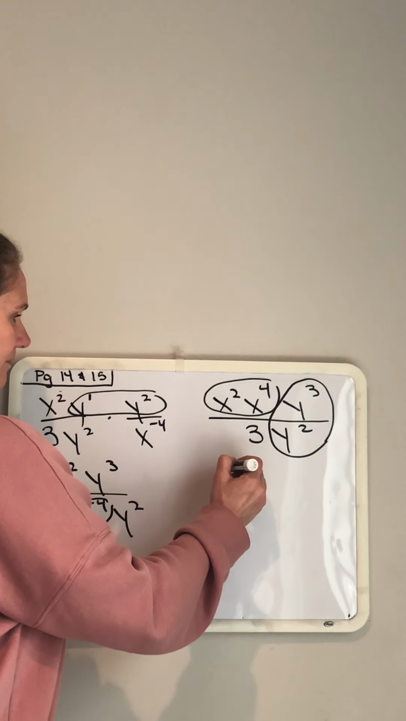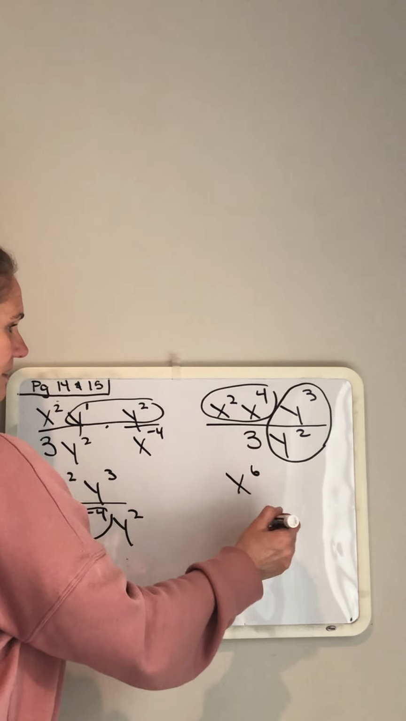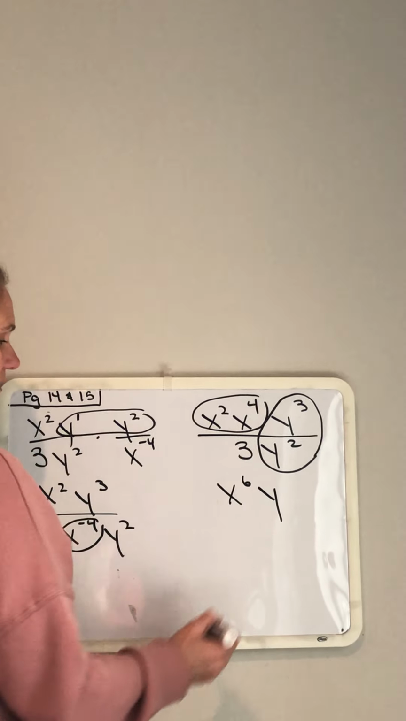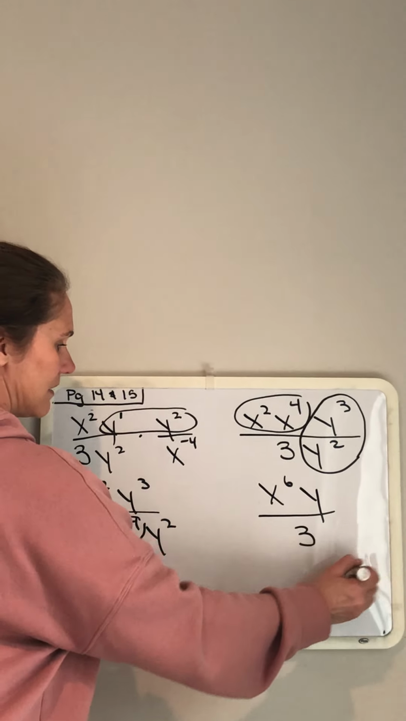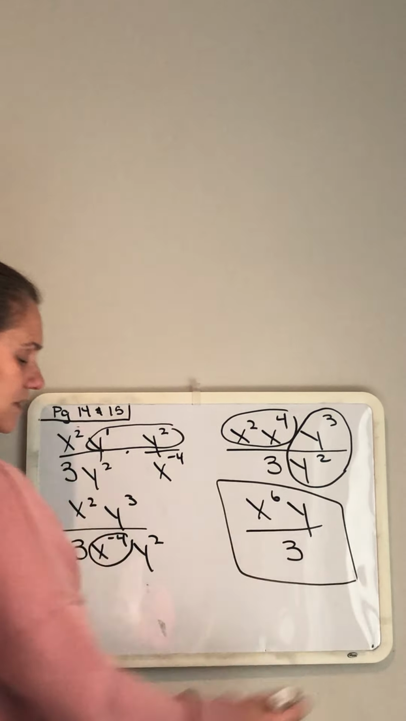So in your numerator you have x to the 6th, and y to the 1st. And in the denominator, the only thing left is the 3. And that's example 2.